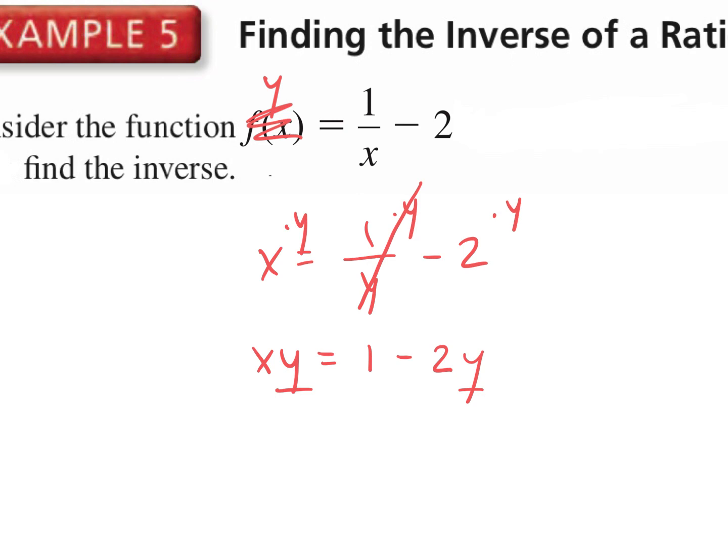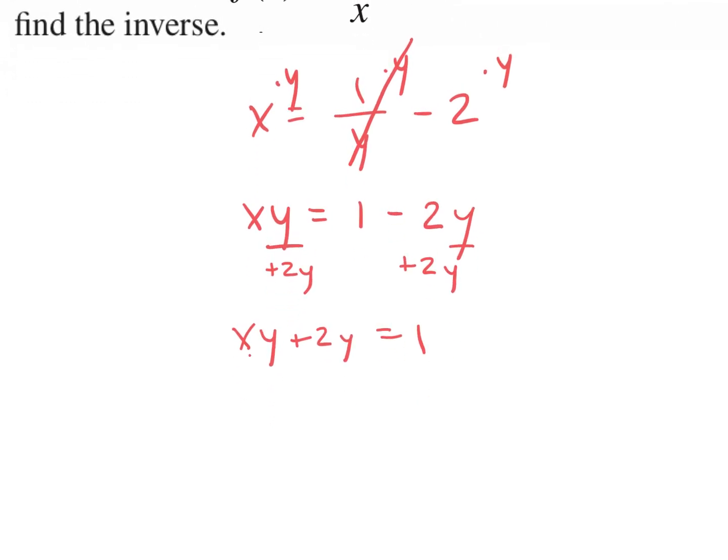So I'm going to get all of my y's on one side. So I'm going to add 2y to both sides just to move it to the other side. So xy plus 2y is equal to 1. Now I see I have a y here and a y here. So I'm going to take out a y from everything on my left side of the equation. So I have y times x plus 2. So I just divided out a y from everything. Y was in common, so I took it out. Now y is being multiplied to x plus 2.